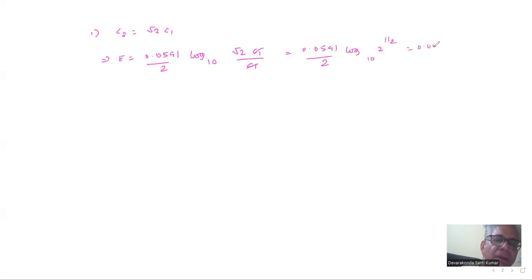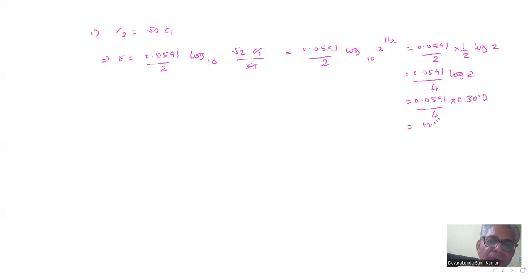That is equal to 0.0591 by 2 into 1 by 2 into log 2. That is equal to 0.0591 by 4 log 2. So that is equal to 0.0591 by 4 into 0.3010. Now this value turns out to be positive. Therefore, EMF is positive. Therefore, delta G is negative. So delta G is negative only in this case.